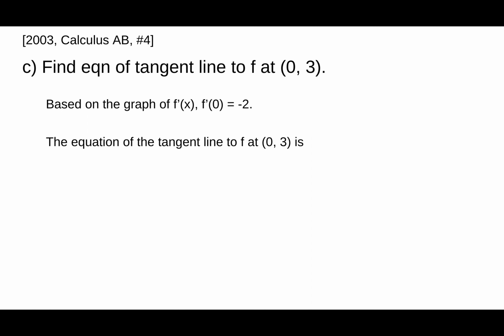So the equation of the tangent line to f at the point (0, 3) is y minus 3 equals -2x, or if you like slope-intercept form, y equals -2x plus 3. You could also write this in point-slope form, y minus 3 equals -2 times the quantity x minus 0. It's not necessary because x is 0, but if you had that, that would be acceptable as well.